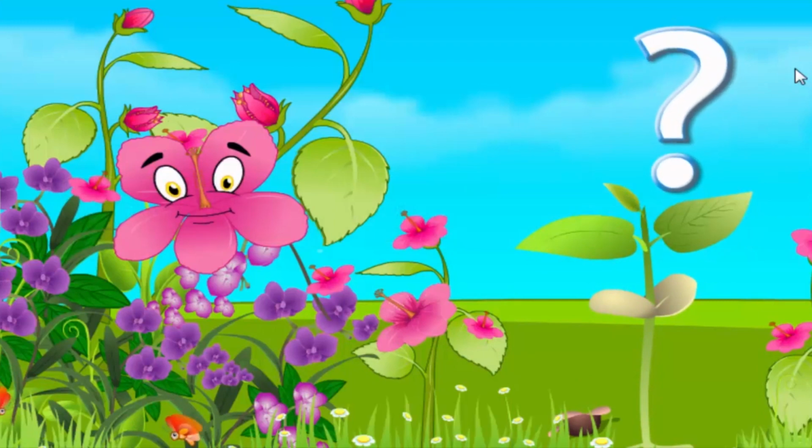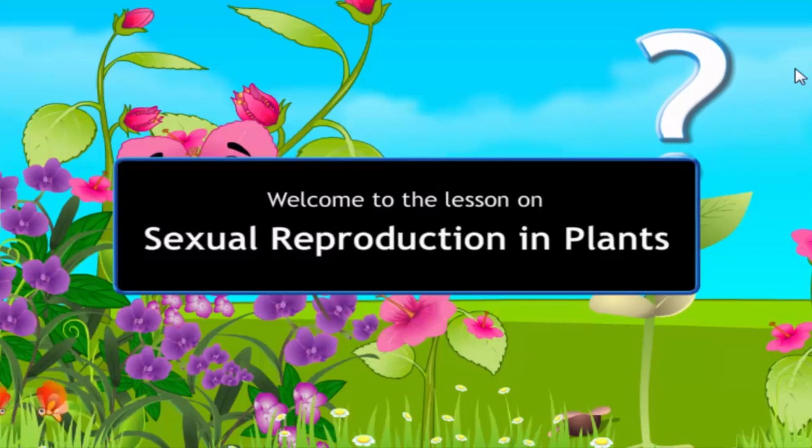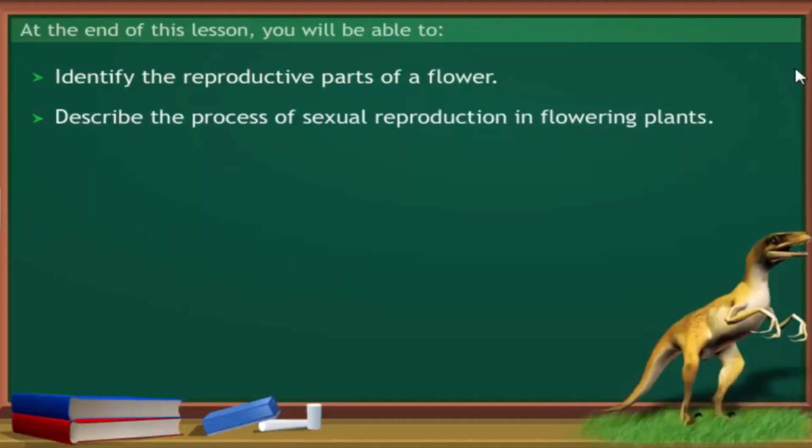Let's find out. Welcome to this lesson on sexual reproduction in plants. At the end of this lesson, you will be able to identify the reproductive parts of a flower and describe the process of sexual reproduction in flowering plants.